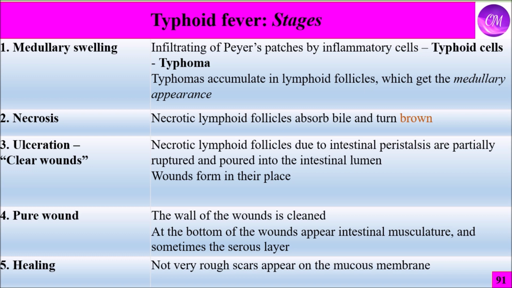Then necrotic lymphoid follicles absorb bile and turn brown. The third stage is ulceration, also called the unclean wounds. The necrotic lymphoid follicles, due to intestinal peristalsis, are partially ruptured and poured into the intestinal lumen, and wounds form in their place. In the next stage, the wall of the wounds is clean. At the bottom of the wounds appear intestinal musculature and sometimes the serous layer. And the final stage is healing, where not very rough scars appear on the mucous membrane.